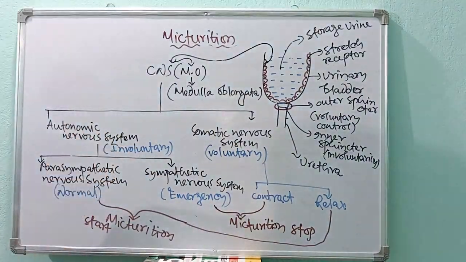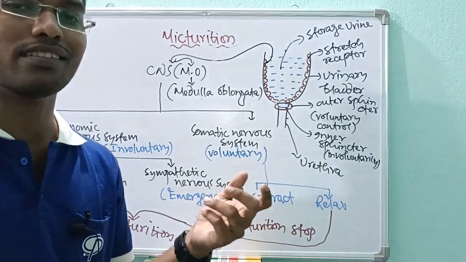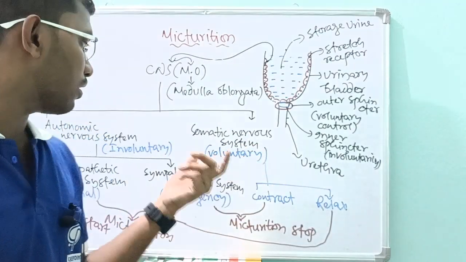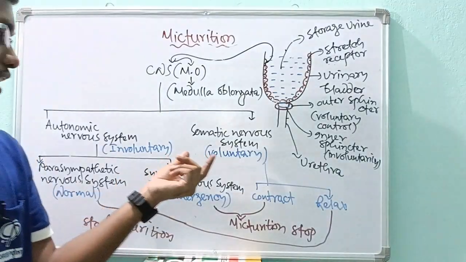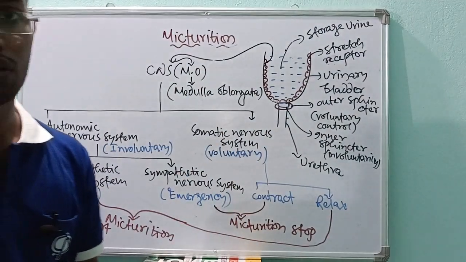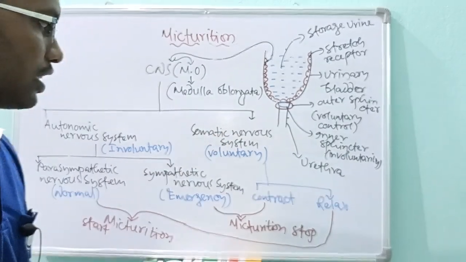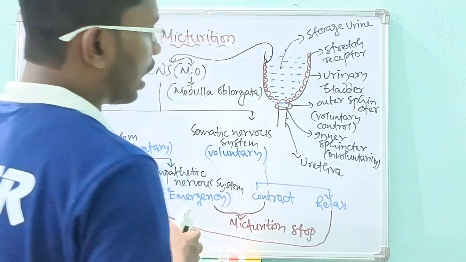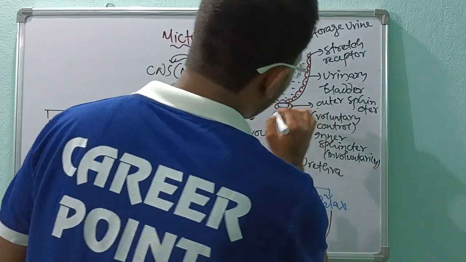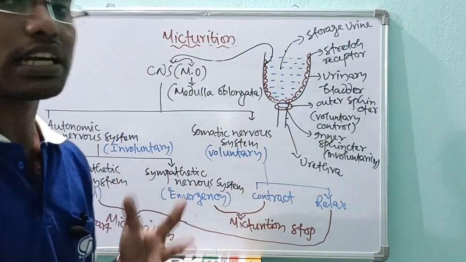But the autonomic nervous system works involuntarily. It does not hear what the situation is. So one option is the somatic nervous system, which is regulated voluntarily. That's why the medulla oblongata reaches the somatic nervous system, and also the outer sphincter, that is part of the urethra. So the outer sphincter, what is a sphincter?